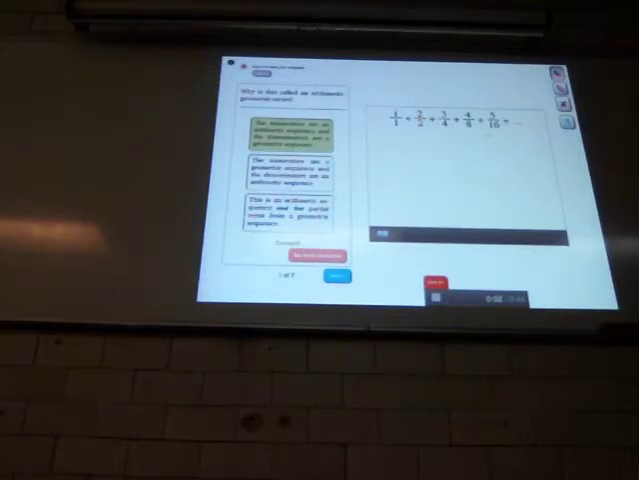The numerators and the denominators here seem to have two different patterns. The numerators increase by 1 every time we go to the next term in the series. The denominators get multiplied by 2 every time you go to the next term in the series. So the numerators, if they're increasing by 1, are arithmetic. The denominators, if they get multiplied by a constant number every time you go to the next term, are geometric.